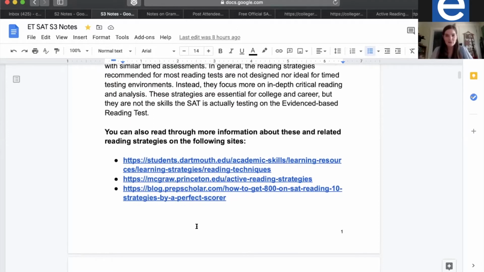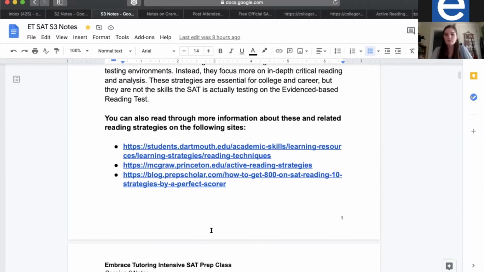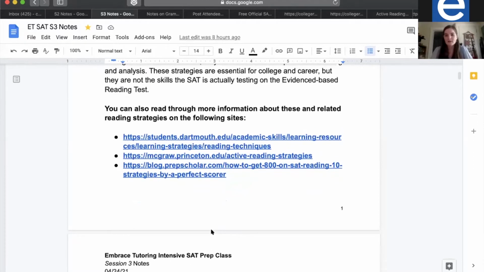But it's manageable if you follow these strategies. Okay. For more information about general reading strategies, I have some academic links for you. One is from Dartmouth University. And then you have Princeton. They have active reading strategies.